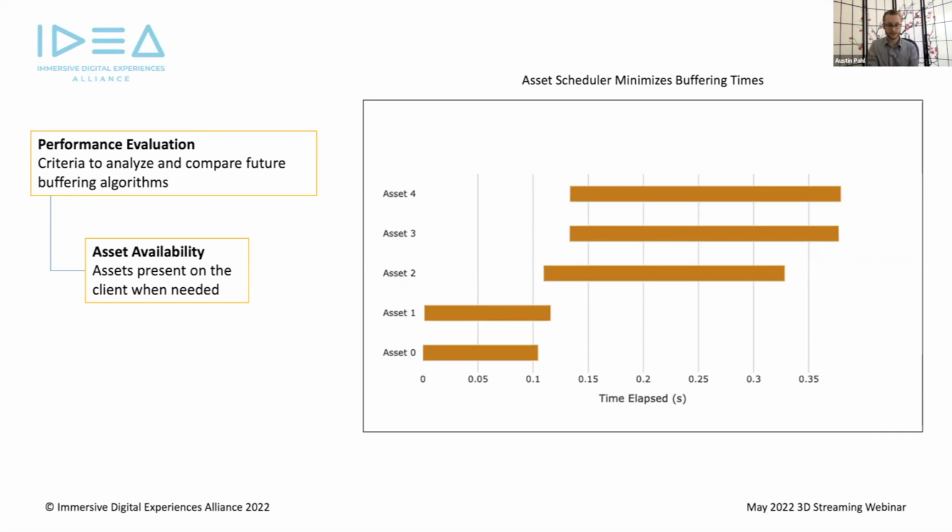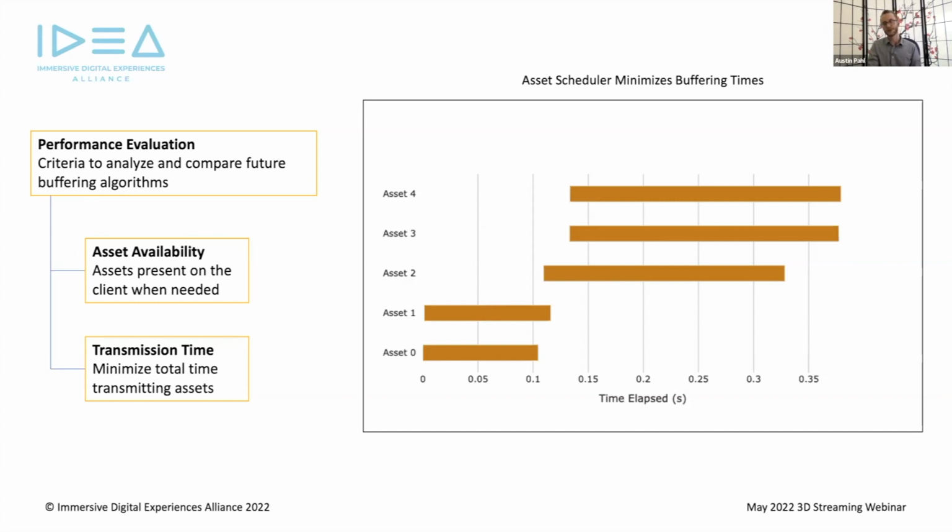That's why, for example, it might be best to ensure that assets 0 and 1 are transmitted before anything else if those two assets appear first in the scene. The second criteria that we're looking at is transmission time. Essentially, you can imagine that we want to minimize the horizontal length of this graph, which corresponds to the total time spent transmitting all of the assets.